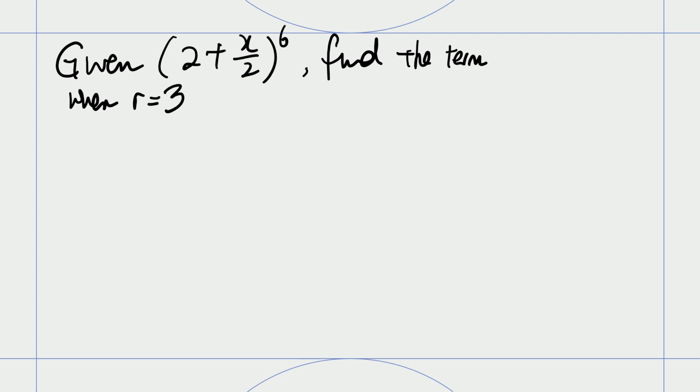So a continuation from the previous slide. So this is what we have. We need to find the specific term when r equals 3. Let's write down the formula first. So the general term formula is T_(r+1) equals nCr a^(n-r) b^r. So we're going to substitute r equals 3. That means we're finding the fourth term.